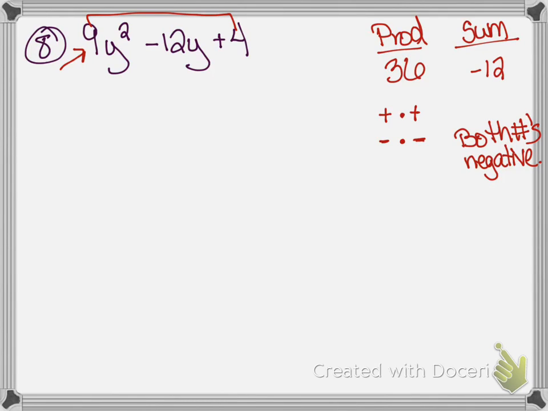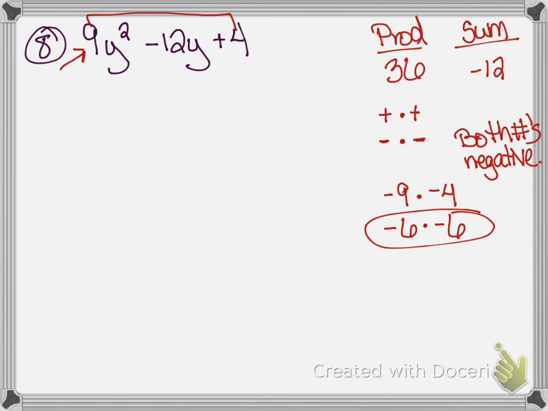So I'm going to start multiplying things that are 36. I've got negative 9 times negative 4. That does not give me a sum of negative 12. It gives me a sum of negative 13, which is close, but that's not it. What about negative 6 and negative 6? Does that do it? Good. Okay, so here are my numbers right here.